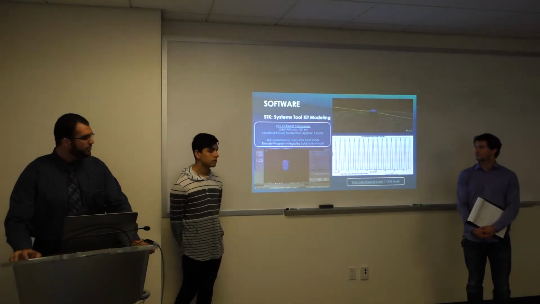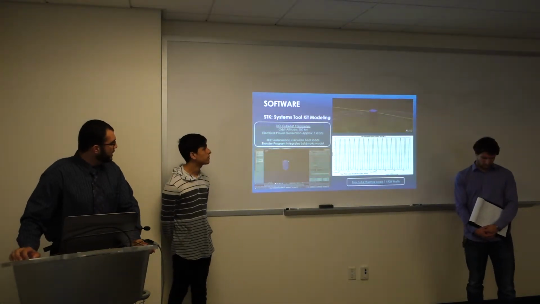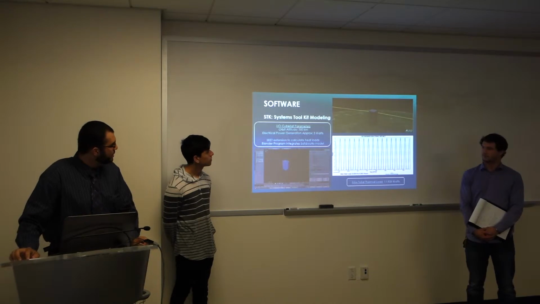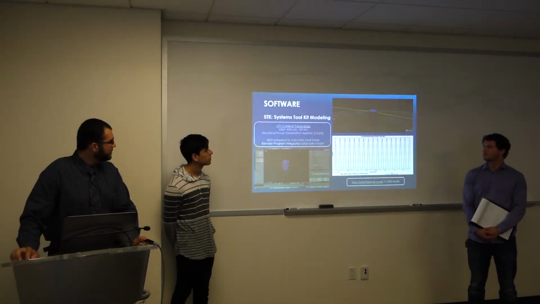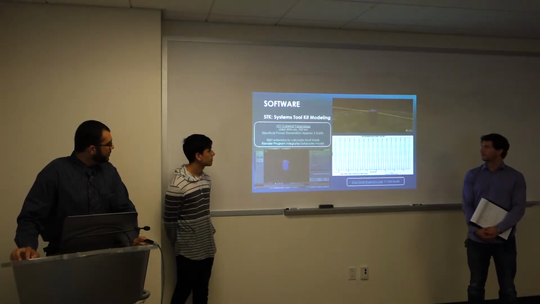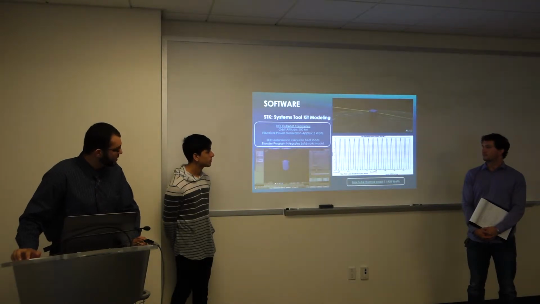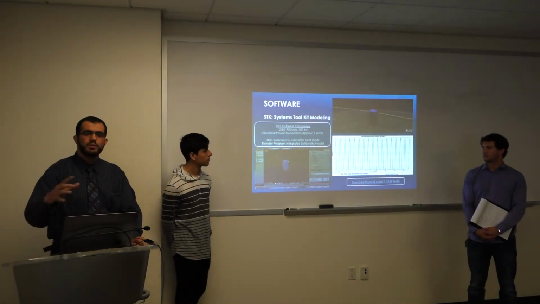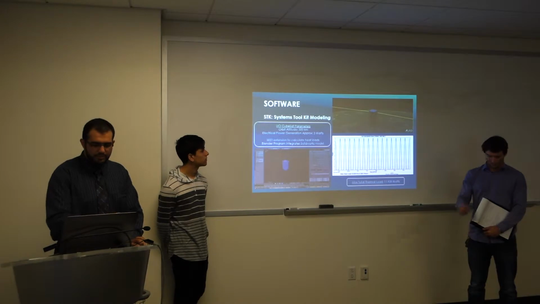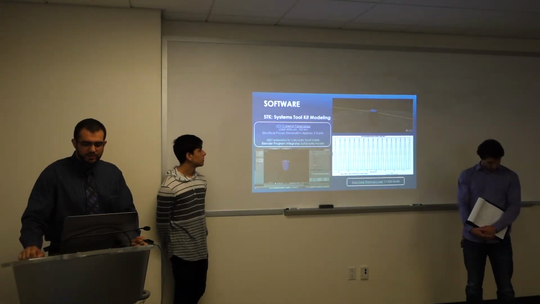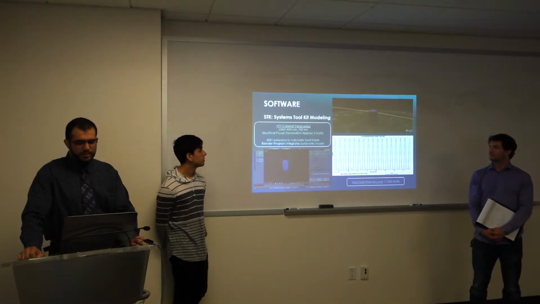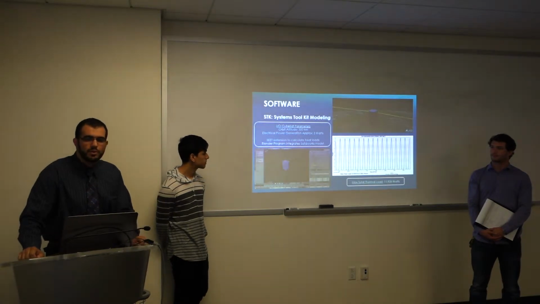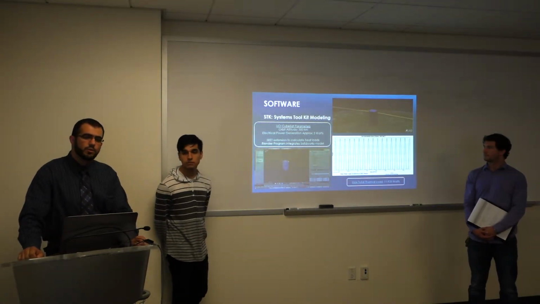STK-wise, Systems Tool Kit modeling, we simulated our two-unit CubeSat at a 300-kilometer orbital altitude, and we used a Blender program that integrates the SolidWorks model, where you can apply sensors to measure the thermal load on each side of the CubeSat. And we were able to determine, as you can see from the graph, that the maximum total thermal load was 11.928 watts.